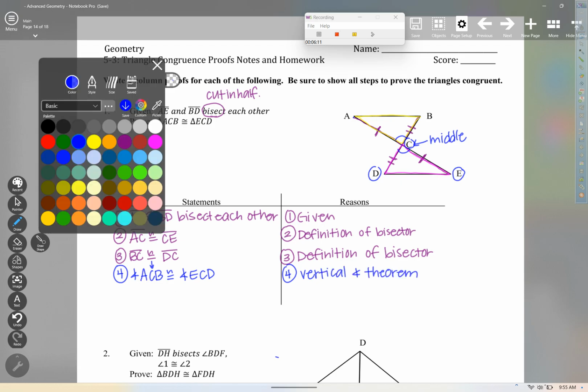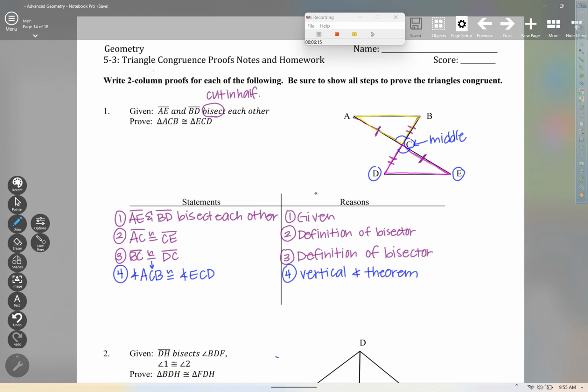Okay? Now, once your triangles have 3 markings, you can walk around the triangle and see what you have. So we have a side, an angle, and a side. And you have to make sure they match. So we'll look at the other one, side, angle, side. They match. So now I can finish my proof. So step 5, triangle ACB is congruent to triangle ECD because of side, angle, side congruency theorem.